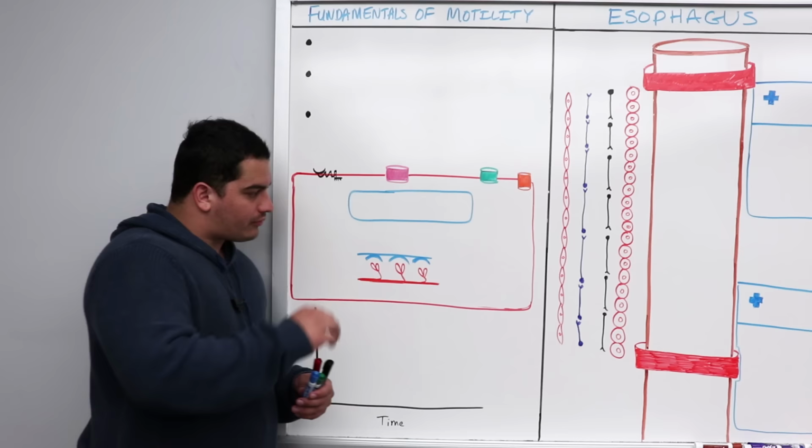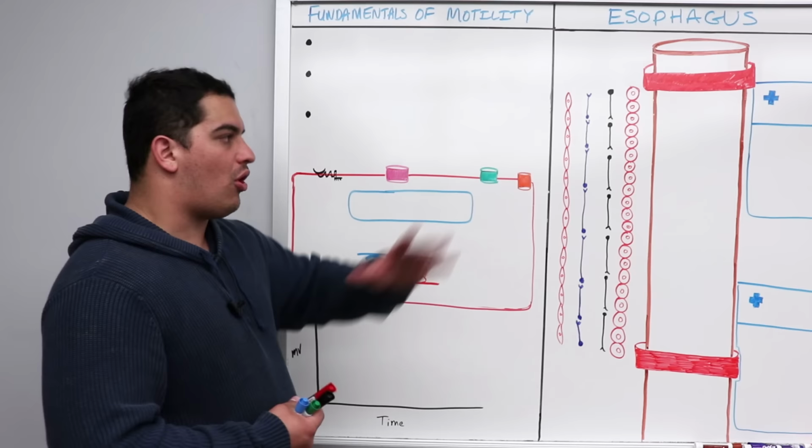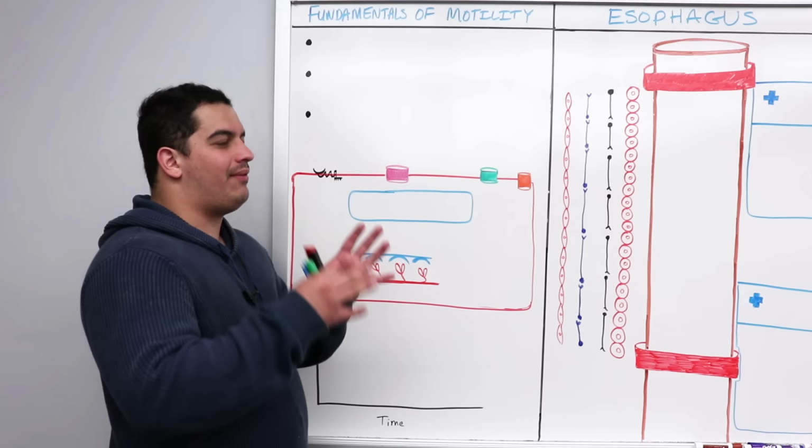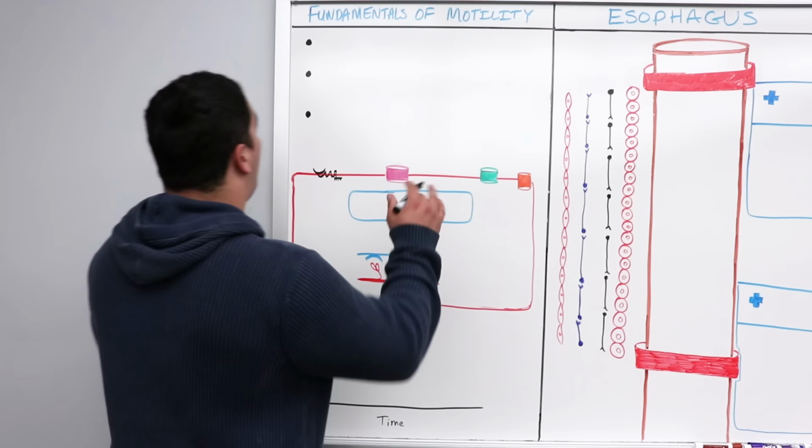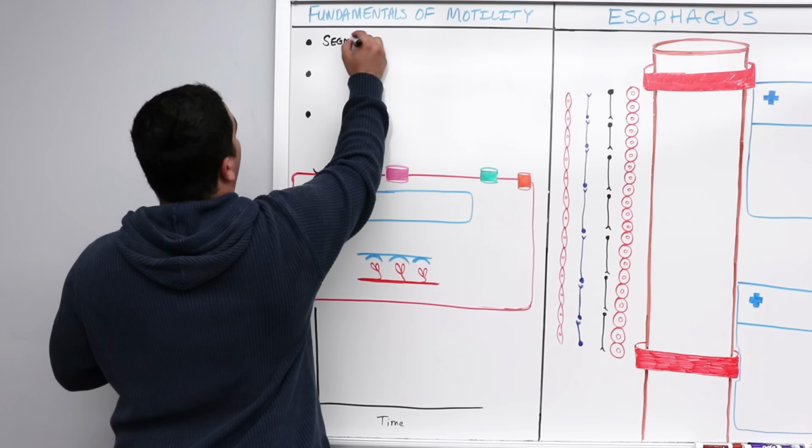Here's the thing when we talk about GI motility. For pretty much all of them, the esophagus, the stomach, the small intestine, large intestine, they all have different types of motile functions. So what do I mean? When we talk about motility, they're going to come in three different flavors, okay? One is it can come in what's called segmentation, okay? And we'll go into all these in detail for each individual organ.